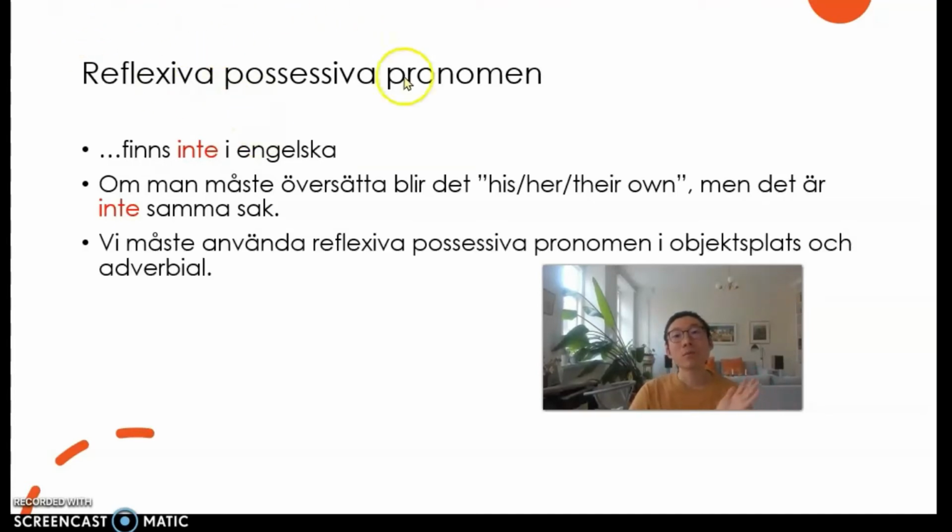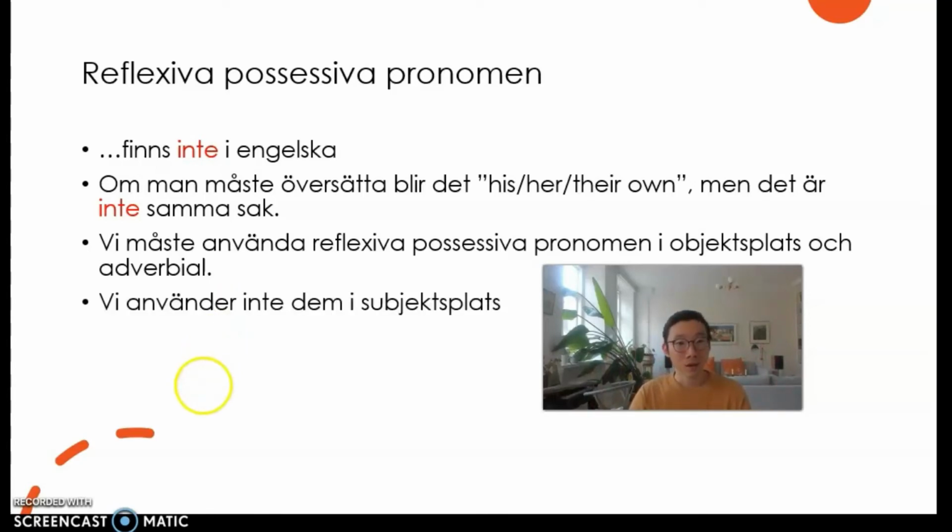Så, vi måste använda reflexiva possessiva pronomen i objektplats och adverbial i svenska. We must use reflexive possessive pronouns in the place of object and in adverbial in Swedish. Vi använder inte dem i subjektplats, and they are not used in the place of subject.